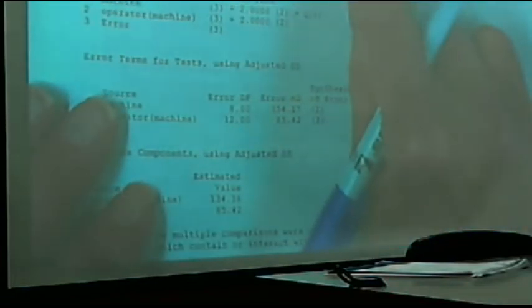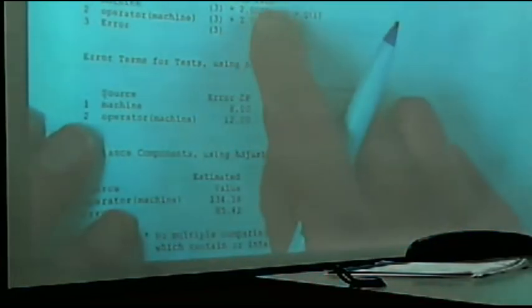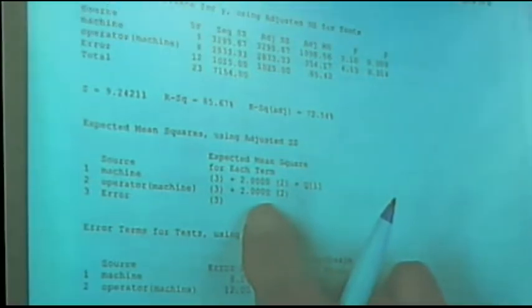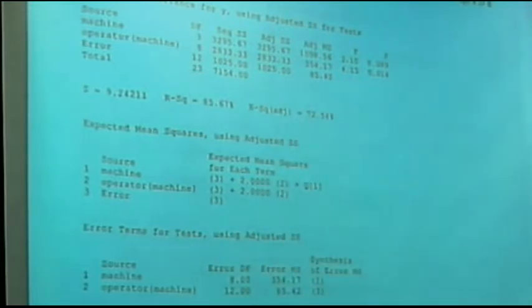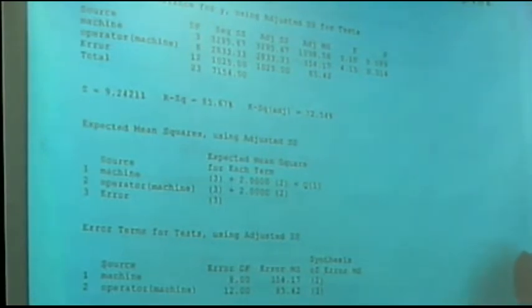So Minitab nicely gives us an ANOVA table. We can find the F-tests and do the testing simply there. It gives us the expected mean squares in this tableau here. And so we can see what the proper denominators are, although it did the right ones up here in the ANOVA table as well. And it gives us some other information which we may or may not be interested in. So anyway, my point here is that for a nested problem, Minitab handles it in an easy way.